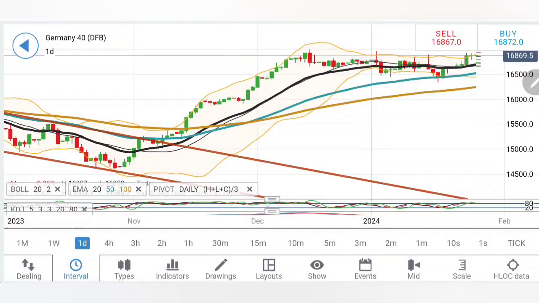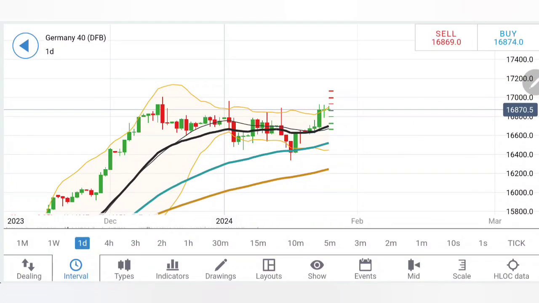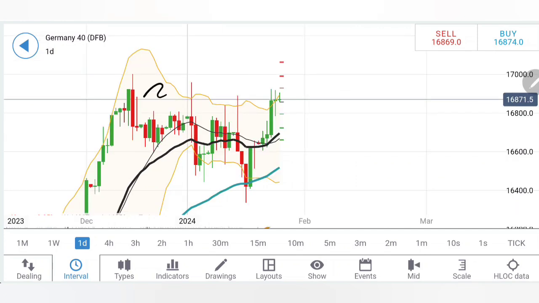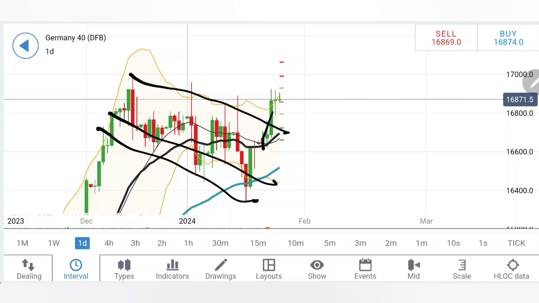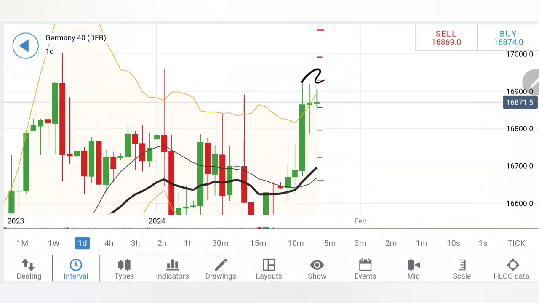Let's start. First, we'll look into Germany, followed by UK, and then in the end, the US indices. Now, look at Germany on the daily chart. See, first of all, it was forming this flag pattern. It has given a breakout a couple of days back. Since then, yesterday it has shown a swing, and today it is already forming lower highs.